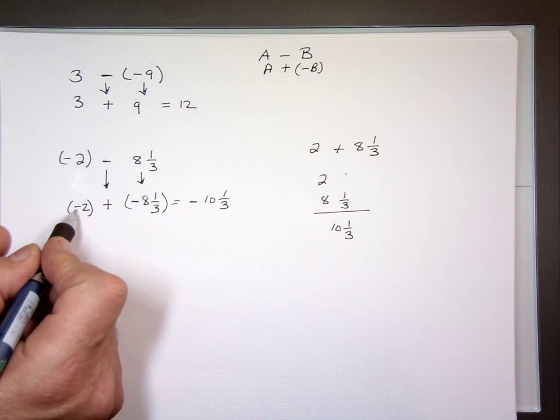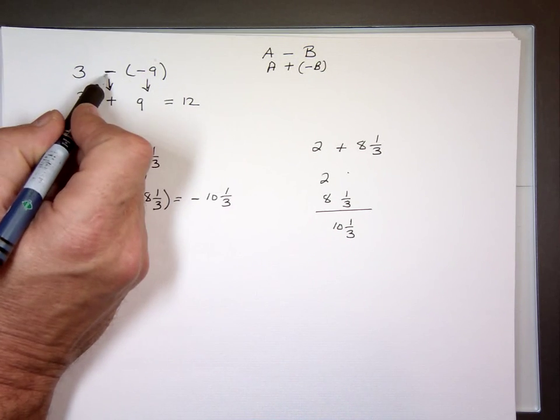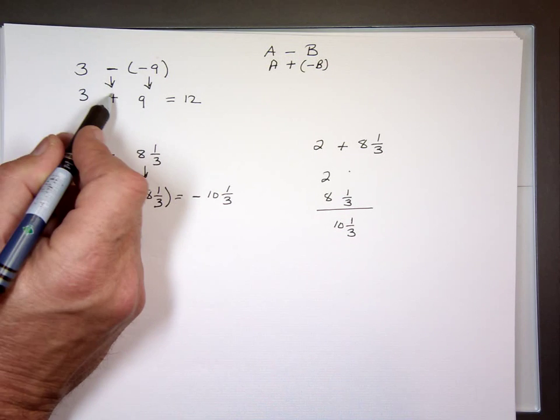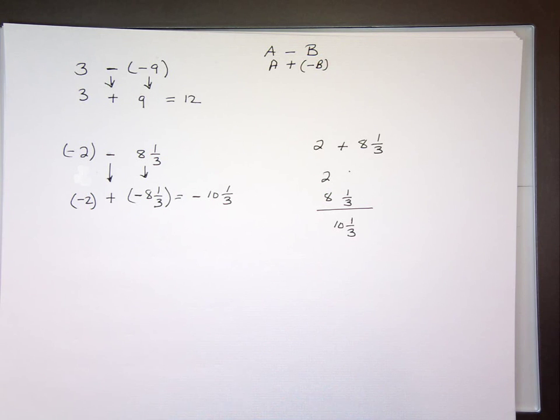This is not subtraction. That's just a negative number. That's a subtraction. This is a negative number. That's a subtraction. We change the subtraction to addition, and we take the opposite of the second number, which means change the sign of it.